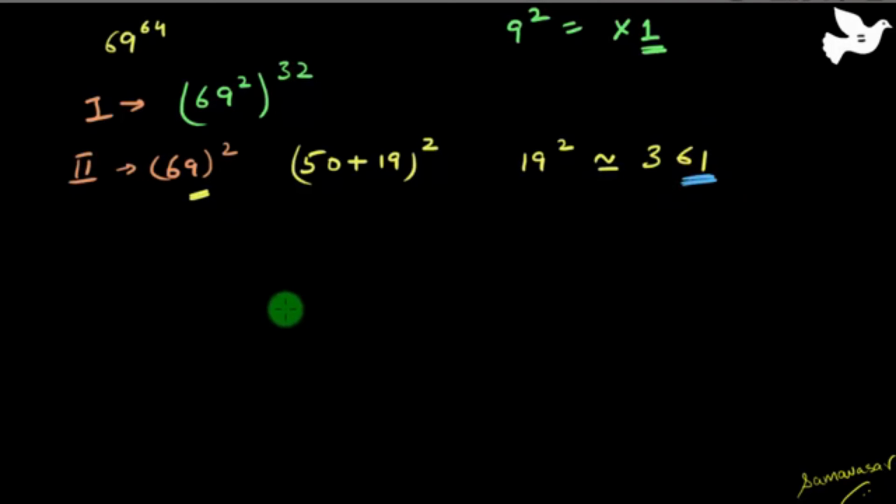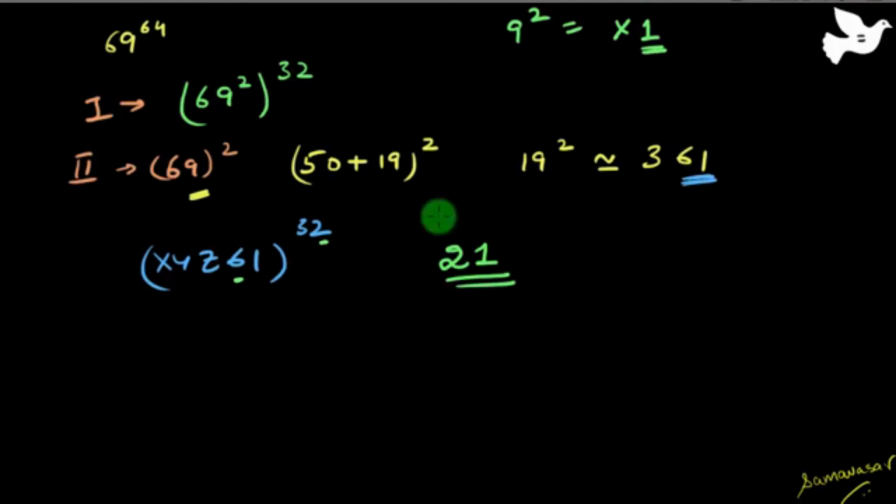So I know that 69 raised to the power 2, the last two digits will be 61. So this is a number of the kind x, y, z, let us say whatever, 61 raised to the power 32. This is what I know. Fine. This is good enough for me, because whenever we have a number ending in 1 and we are trying to find out the last two digits, all we need to do is take the tens digit multiplied by the unit digit of the power. 6 into 2 is 12, that is 2, and the unit digit will remain 1. So the last two digits of this expression will be 21. That's how you do it.